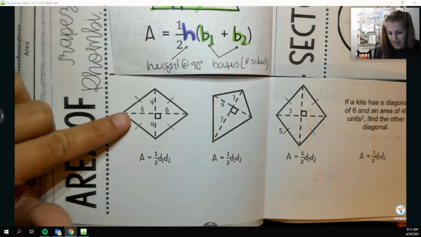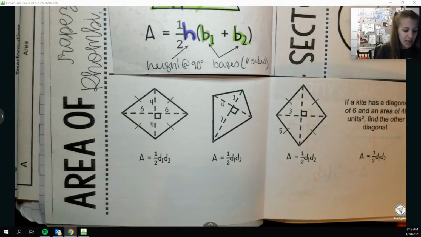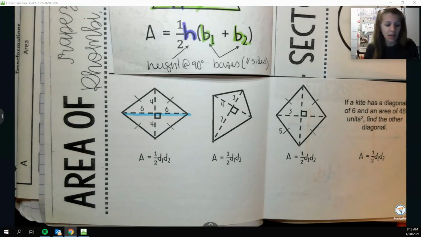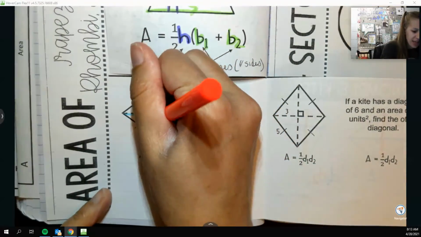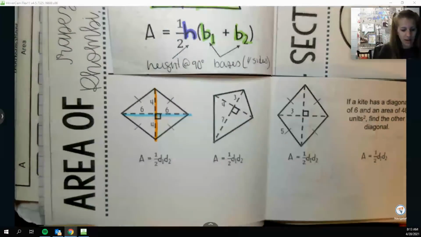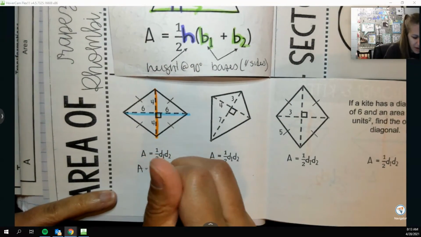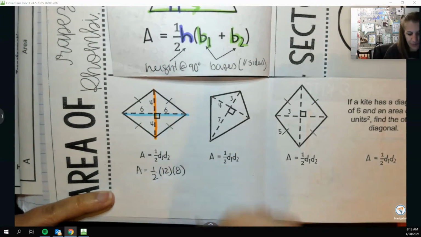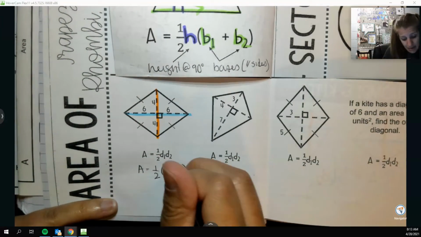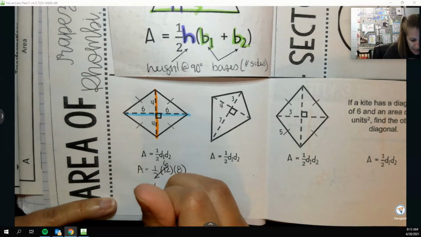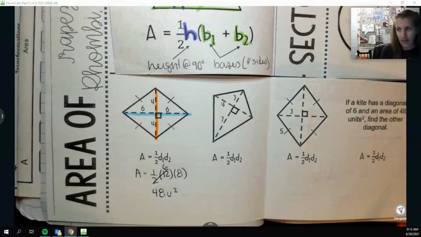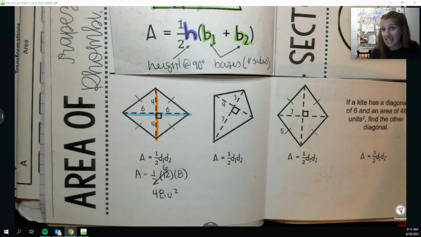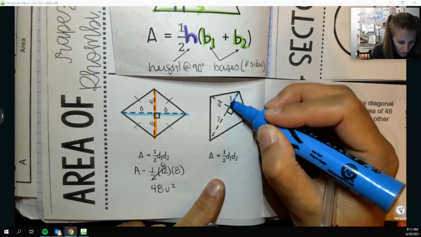All right, so looking at this guy here, I can tell that I have a rhombus. I can see that one diagonal is a full 12, and then the second diagonal is a full 8. And so we're going to do area equals half the first one, which was 12, times the second one, which is 8. You can take half of whatever you want. I'm going to take half of 12 because it's larger. And then 6 times 8 is 48 units squared. Just that easy.